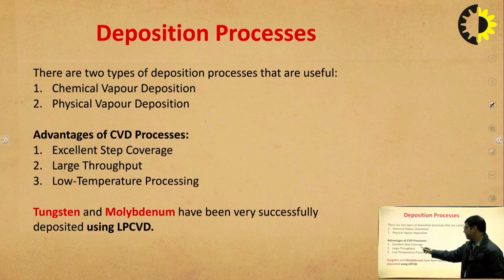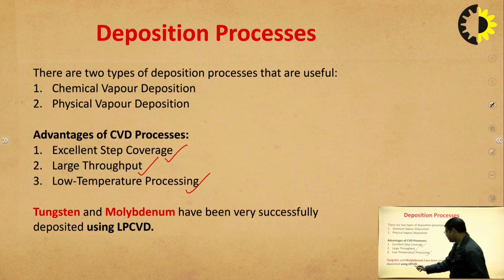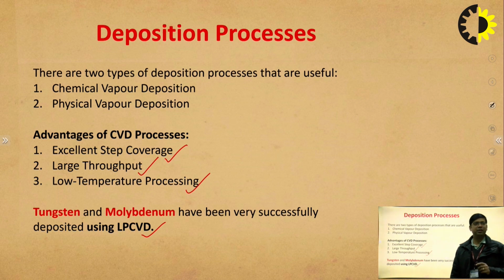The advantages of CVD is excellent step coverage, large throughput, low temperature processing, and tungsten, molybdenum have been successfully deposited using LPCVD. LPCVD is a low pressure CVD process. Actually, there are three kind of CVD processes: low pressure CVD process, ambient atmospheric pressure CVD process, and the plasma enhanced CVD process. Okay. So there are three CVD processes.